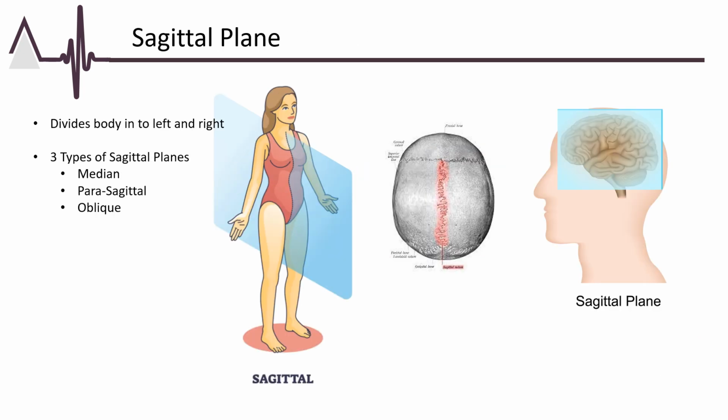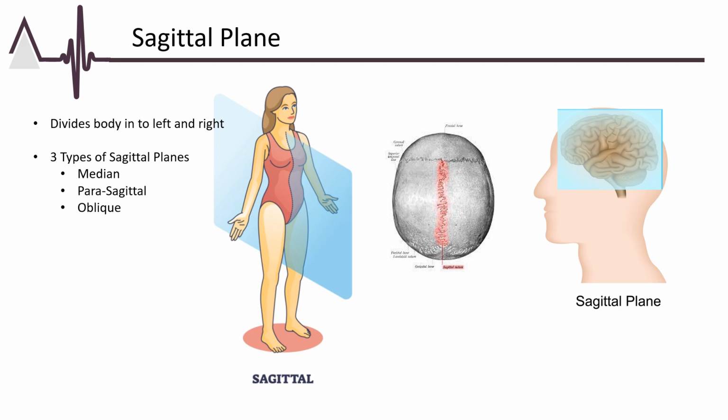The sagittal plane is a vertical plane that divides the body into left and right portions. If the plane passes through the midline of the body, it is called the median sagittal plane, and it divides the body into two equal halves. This plane is named after the sagittal suture of the skull, which runs along the midline of the skull from the frontal to the occipital bone. When we talk about the sagittal plane, we often refer to three different types of sagittal planes.